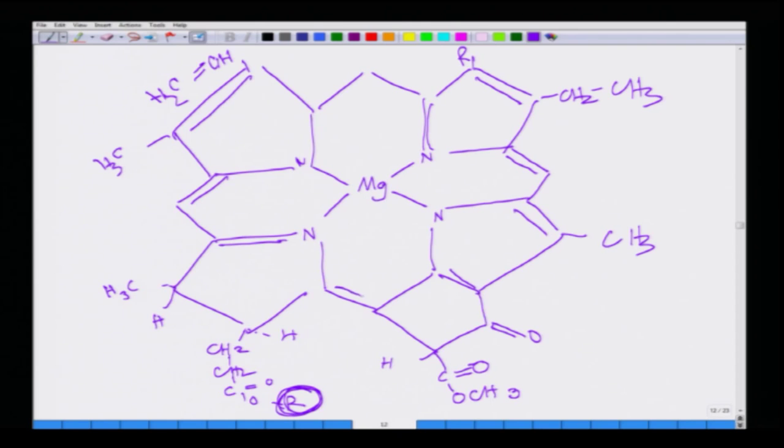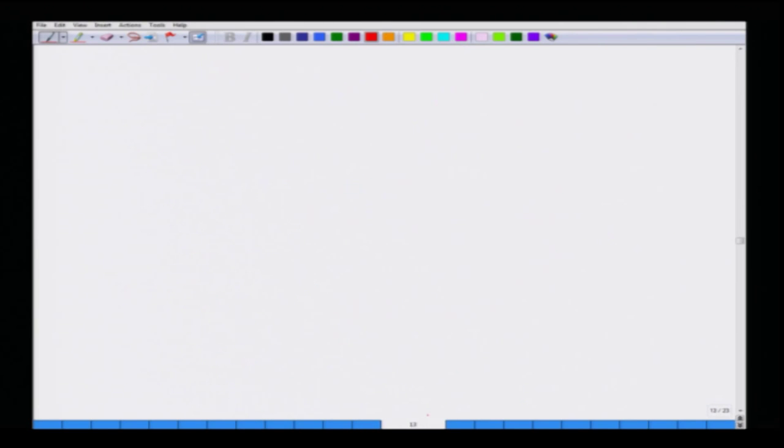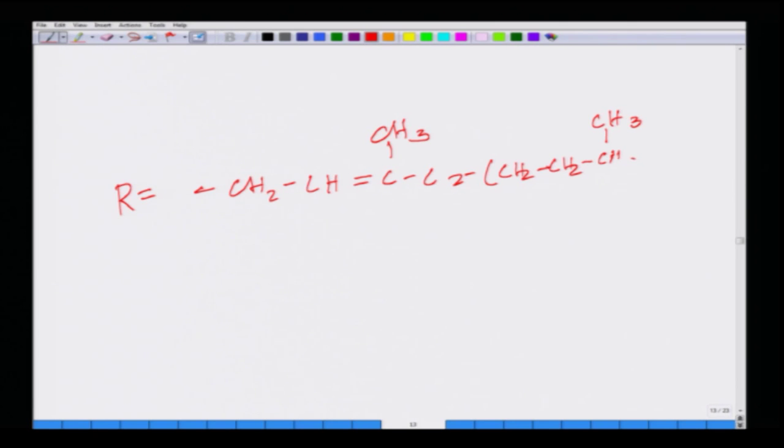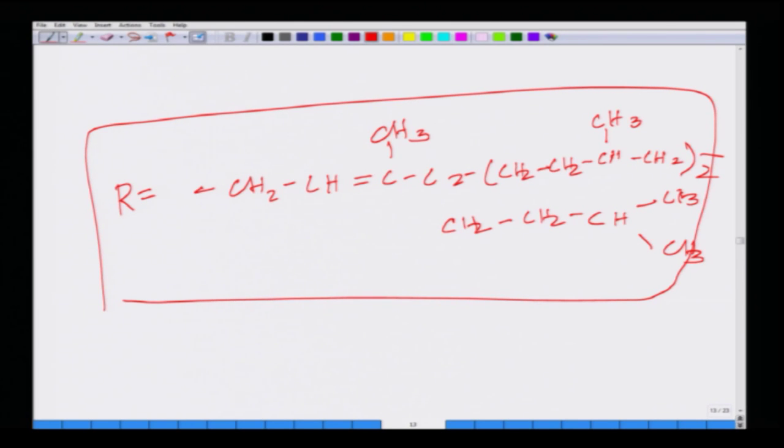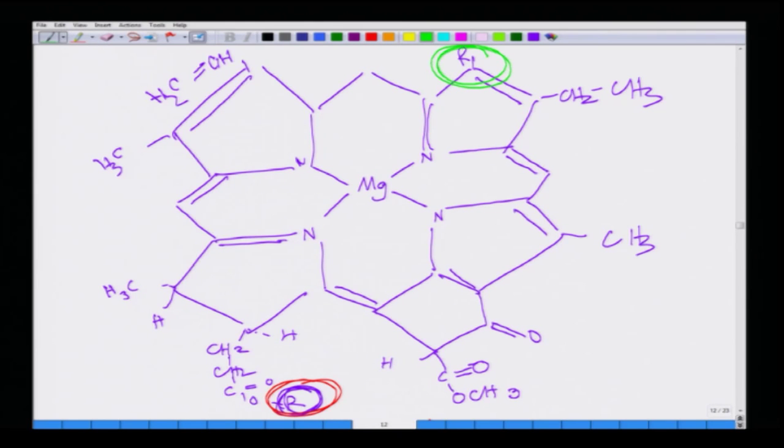Then the double bond here. This R group, let me highlight this, I have to go to the next page. This R group is equal to CH2, CH, C, CH3, a long side chain. It is this R group which is attached there. But I showed you another R group, out here, which is in green. This R group is very important.